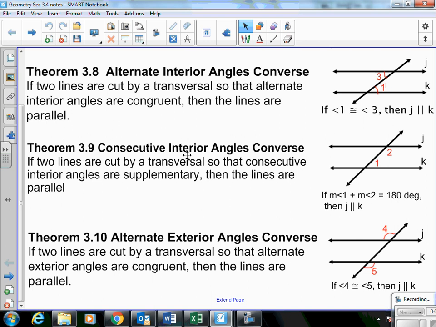The consecutive interior angles converse. If the two consecutive interior angles are supplementary, then the two lines are going to be parallel. And if the alternate exterior angles are congruent, then the lines are going to be parallel. All right, so just converses of stuff that we already covered, looking at those in reverse. In other words, we use these to prove that two lines are parallel, whereas we used parallel lines before to prove that the angles would be congruent to each other or supplementary.